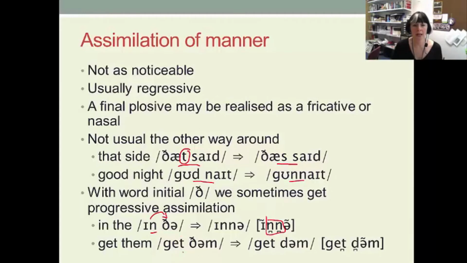And also in get them, we might find that this sound here has an effect on the next one. So from a manner of articulation point of view, this is now produced as a plosive. But again, it's quite possible that these are actually dental in place of articulation. But again, you wouldn't show that in a broad phonetic transcription. So the kind of transcription we're looking at is this one in your dictation, not this one.